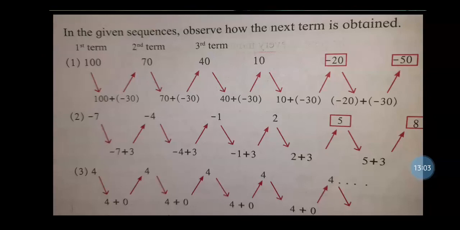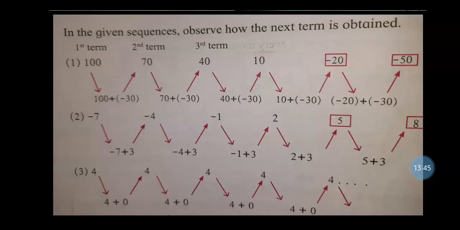Now let's see this. In the given sequence, observe how the next term is obtained. Here the first term is 100, then 70, 40, 10. Now the numbers are decreased by 30. 100 minus 30 will give you 70, 70 minus 30, 40, 40 minus 30, 10, 10 minus 30, -20, -20 minus 30 will give you -50. So similarly you can keep on finding the next term.